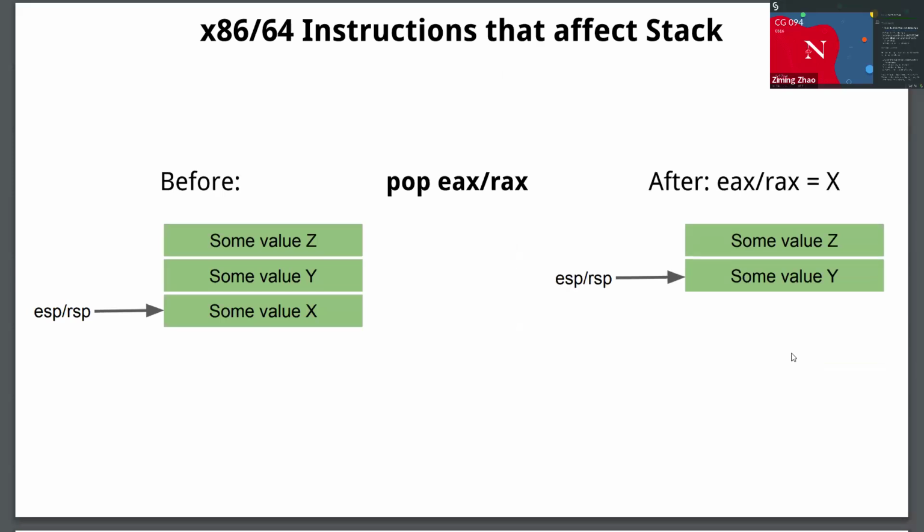Pop is the opposite. We have the same scenario here. ESP, RSP points to the value X. Now the instruction we're executing is pop EAX or pop RAX. So whatever is pointed to by ESP or RSP, in this case X, will go to the register EAX or RAX. And the ESP or RSP will increment by 4 bytes or 8 bytes. Okay. So far so good?